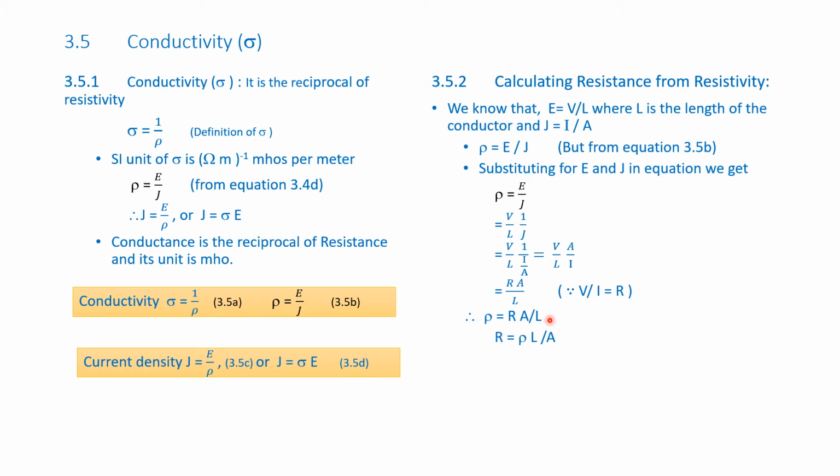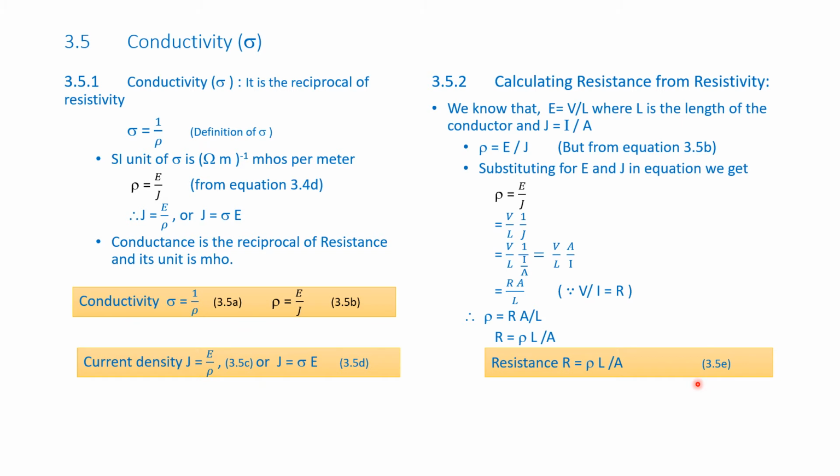Hence, we can write resistivity as rho, and cross multiplying L divided by A. Therefore, the equation for resistance is: resistance R is equal to resistivity rho into length of the conductor divided by area of cross section. We will write this equation as R is equal to rho L by A. This is equation 3.5e.